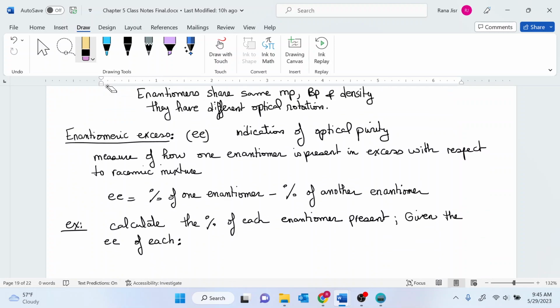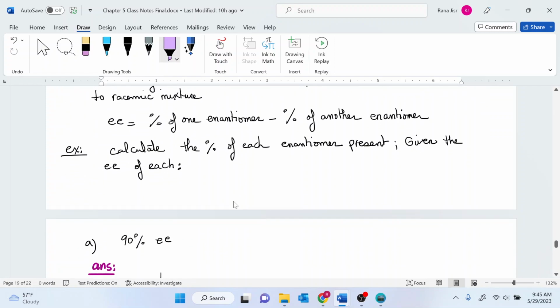There are two equations that you are responsible for. The first one is enantiomeric excess. Now, these equations I want you to know how to use. I'll provide you those in the exam. Enantiomeric excess is the indication of optical purity, and it's a measure of how much one enantiomer is present in excess with respect to the racemic mixture.